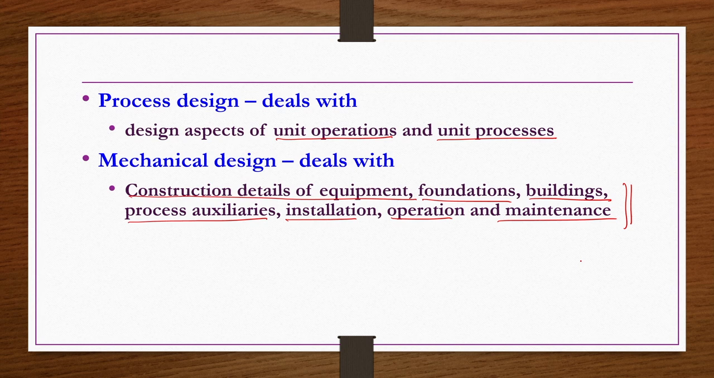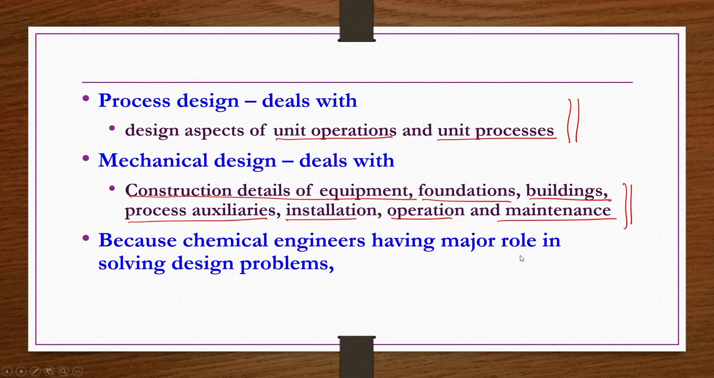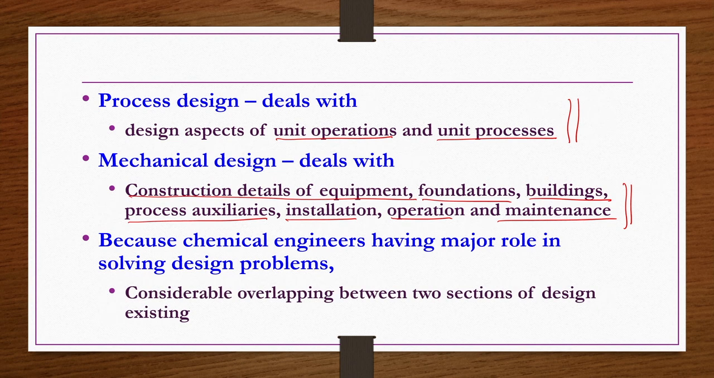Some plants have designated mechanical engineers to take care of such mechanical design. However, it is expected that chemical engineers should know all these things. In addition to the process design calculations, they should also know the mechanical design calculations. That's the reason we have engineering drawing and chemical plant drawing courses separately. Because chemical engineers have a major role in solving design problems, there is a considerable overlap between the two sections of design in general. Okay. Now we see a little more about the process design.